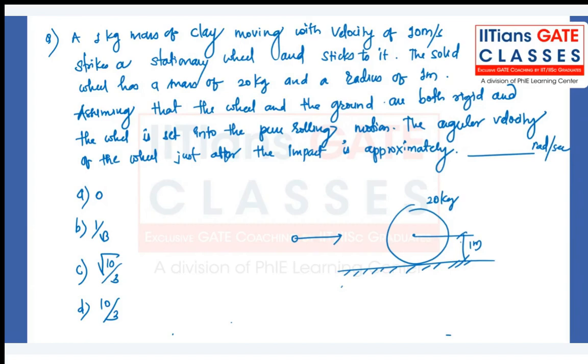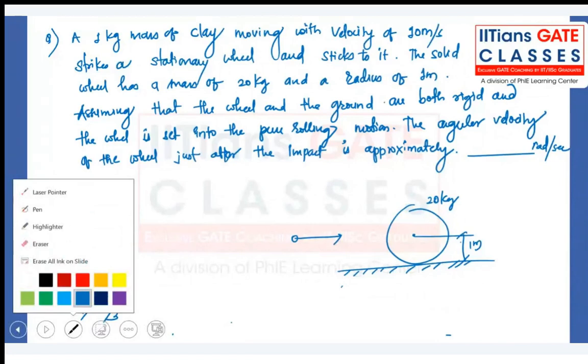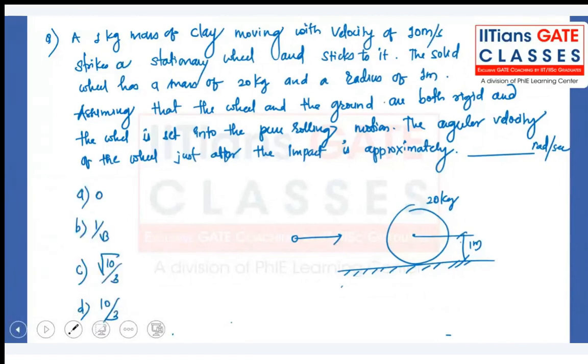Yeah, I will repeat the question in case you are finding it difficult. A 1 kg mass of clay is moving with a velocity of 10 meters per second, and it strikes the stationary wheel and sticks to it. The solid wheel has a mass of 20 kg and a radius of 1 meter. Assuming that wheel and the ground are both rigid and the wheel is set into the pure rolling motion, the angular velocity of the wheel just after the impact is approximately.